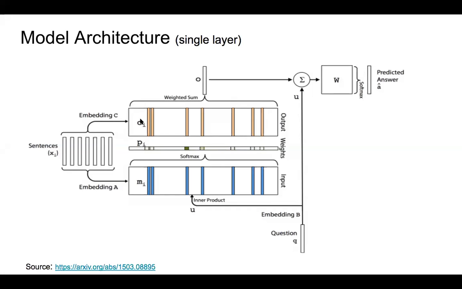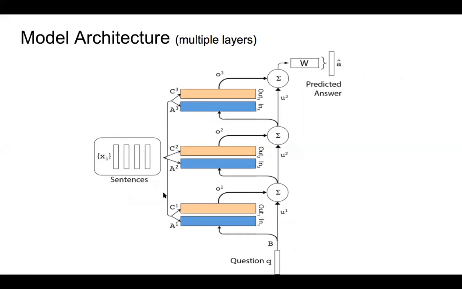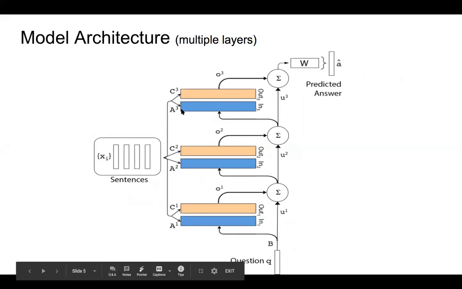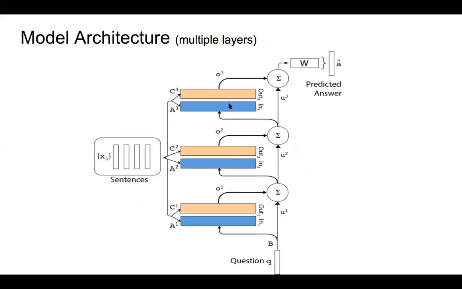So this is actually just a single layer. You can see that it's just one hop over the entire model. If you want better representation power, you will have to do multiple hops. For that, you just have to stack multiple layers one on top of the other. Notice that if all of your A matrices are the same, and all of your C matrices are the same, what I mean is, if A1 equals A2 equals A3, and C1 equals C2 equals C3, you'll notice that this is just your classic RNN. That's why memory networks are generalizations of RNNs.